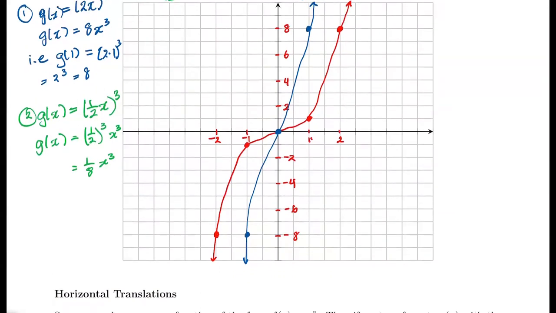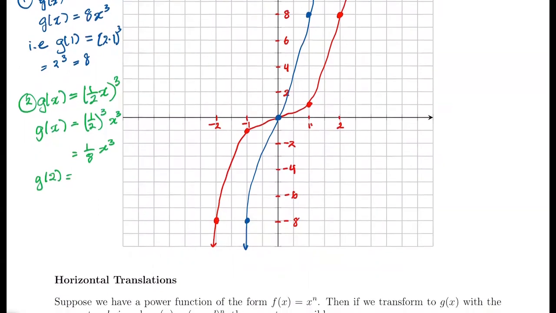For example, let's use g of 2. When x is equal to 2, we're going to get 1/2 times 2 to the power 3. We would see that the 2's cancel, and we're just going to get 1 to the power 3, and that is equal to 1. So that means g of 2 is going to be 1.